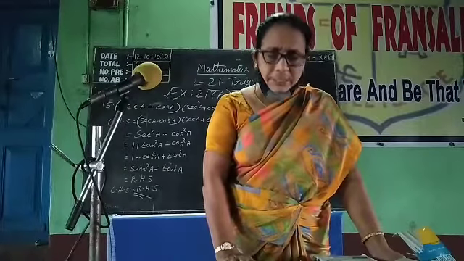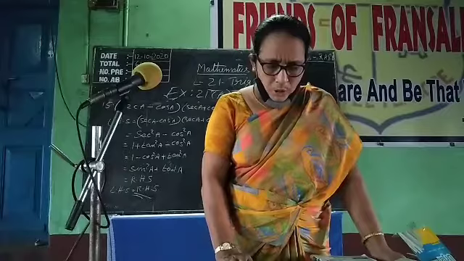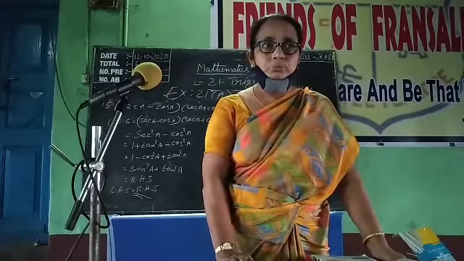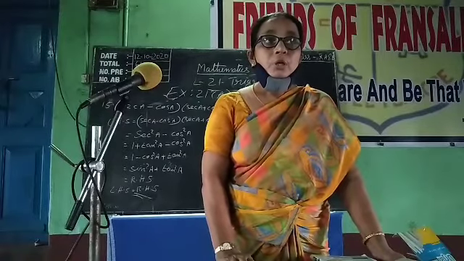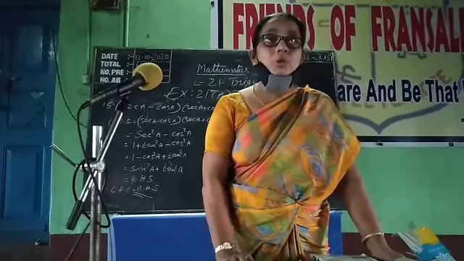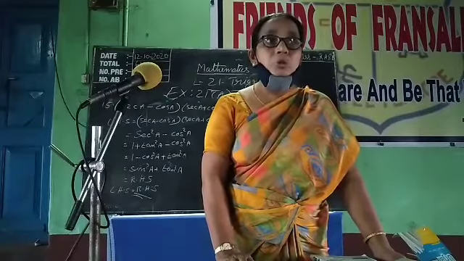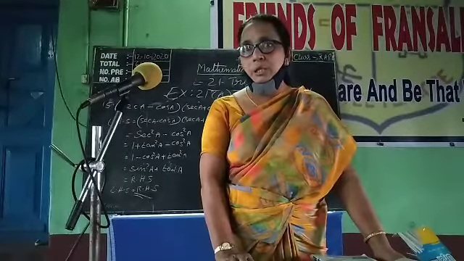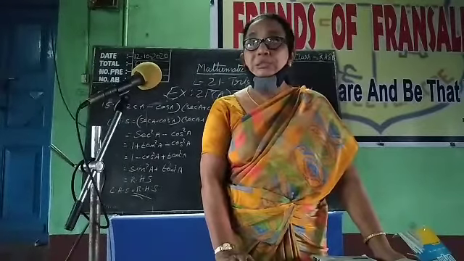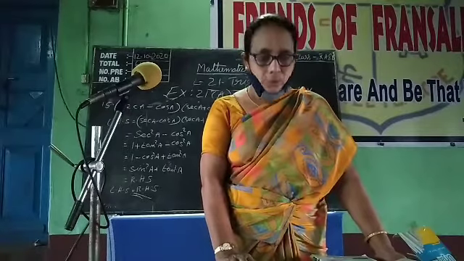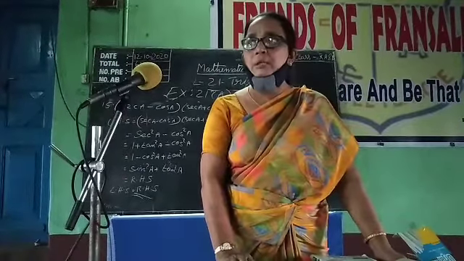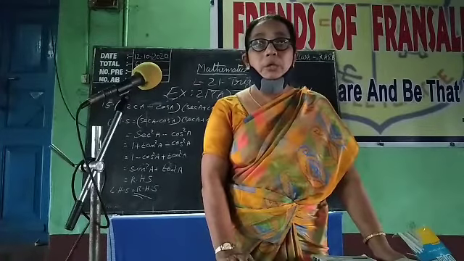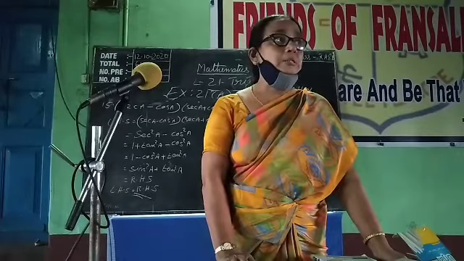Cos a plus sin a the whole square plus cos a minus sin a the whole square. You have to prove that it is equal to 2. How to prove it? Cos a plus sin a whole square, you can write it using the (a plus b) whole square formula: a square plus 2ab plus b square. That is cos square a plus 2 cos a sin a plus sin square a. Same way cos a minus sin a whole square, (a minus b) whole square, is equal to a square minus 2ab plus b square.